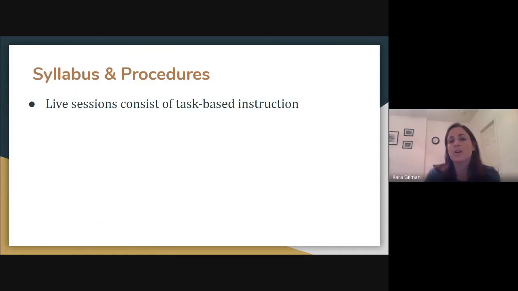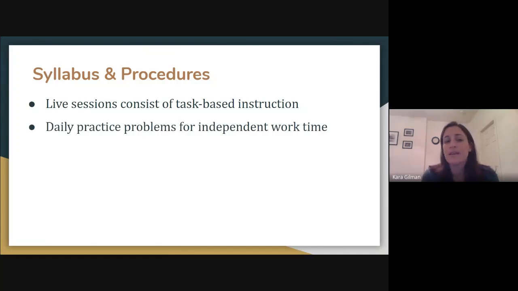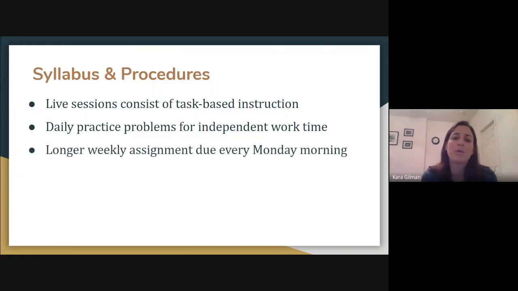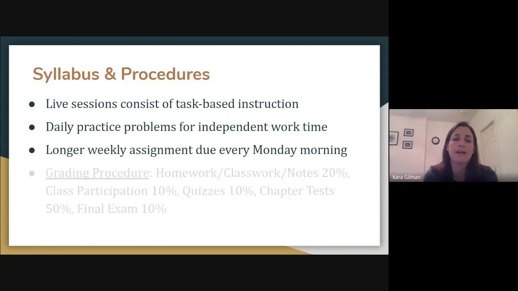Our class sessions, our live sessions consist of task-based instruction. So what that means is students work on a task for a while first, and then we come together and solidify what they learn working on that task by taking some notes or having a class discussion to make sure that we're formalizing what we learned by experiencing that task. Every day they'll have some daily practice problems for their independent work time. And then there's a longer weekly assignment, which consists of some reading from the textbook and some released AP free response questions. Those are due every Monday.